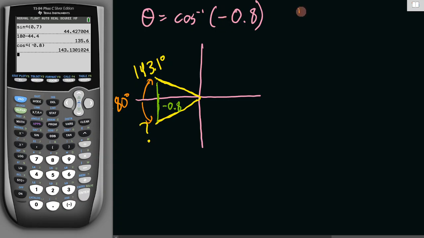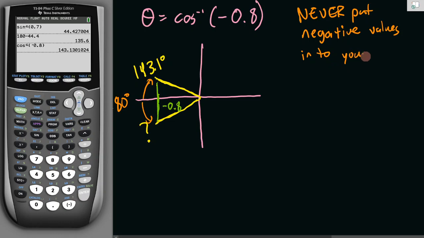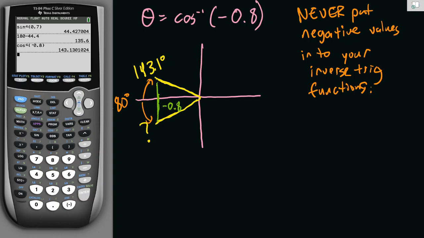So basically, never put negative values into your inverse trig functions. And if you never put negative values into your inverse trig functions, then you're always going to get your first quadrant reference angle. So let's try that instead.